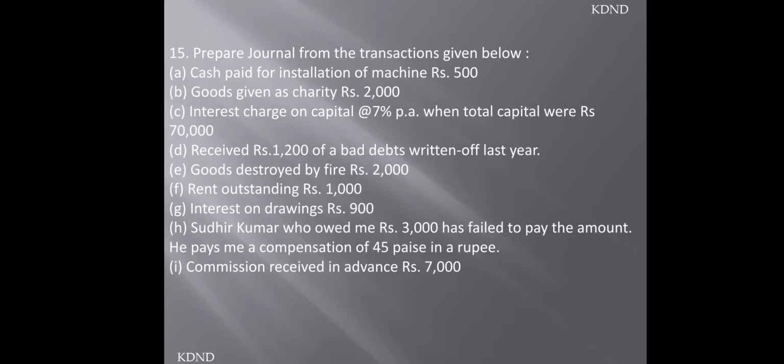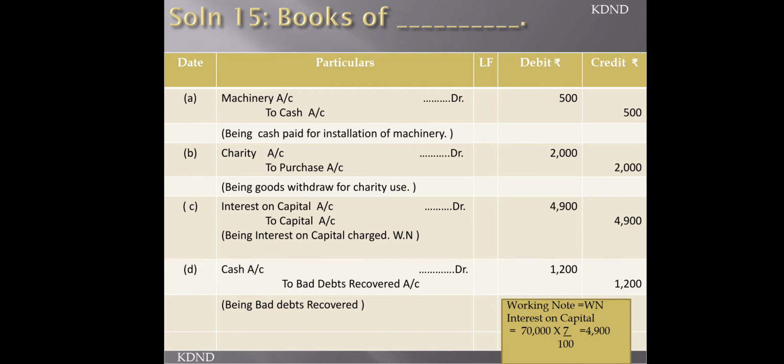Now we have received rupees 1200 of bad debts written off last year. Now the person is giving us back that bad debts amount. So we are recovering bad debts, and it is termed as bad debts recovered. So our journal entries will be set up like this: cash account debit to bad debts recovered, because we are receiving back our cash.